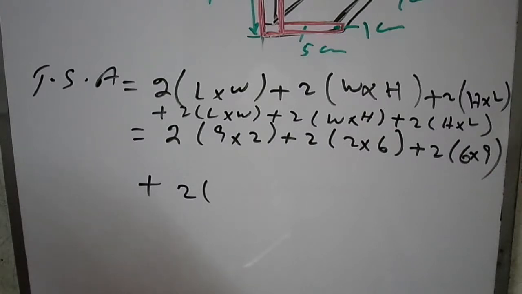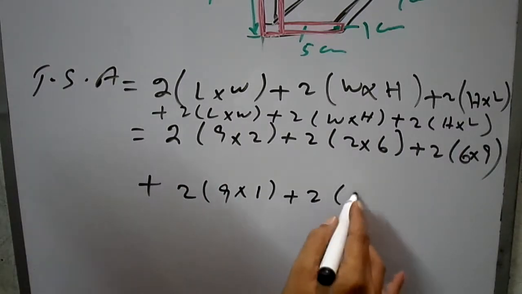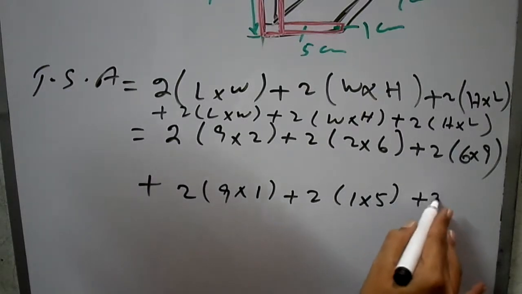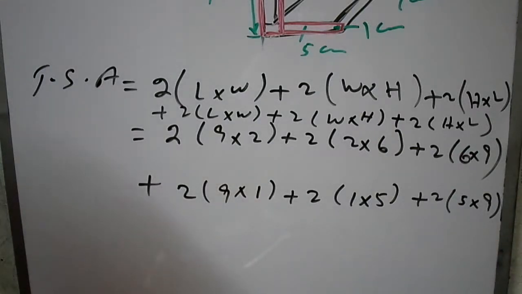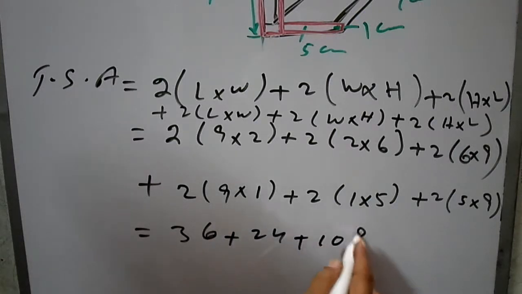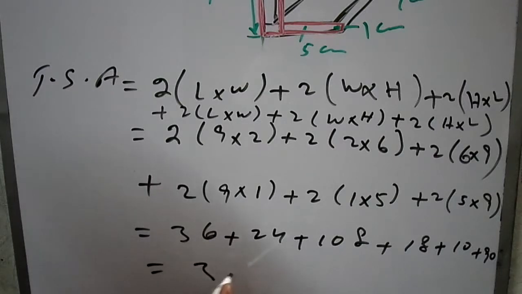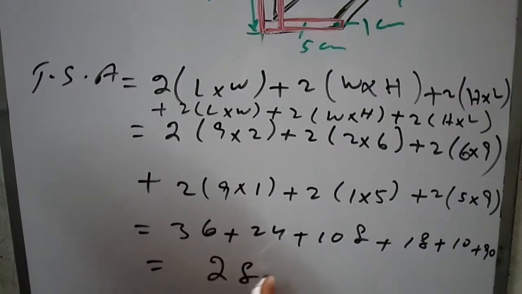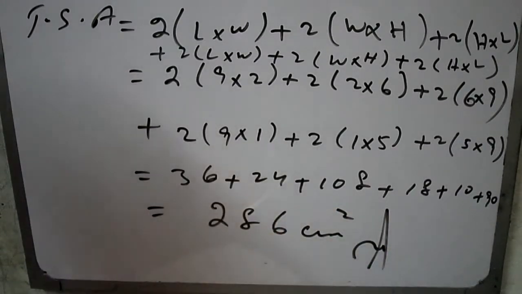After putting the values, you will get the second rectangle having 1 centimeter length, that's why 9 into 1 plus 1 into 5 plus 2, 5 into 9. So after simplification, that is 24 plus 108 plus 18 plus 10 plus 9, 90. So the total is 286 centimeter square. So that is the result.